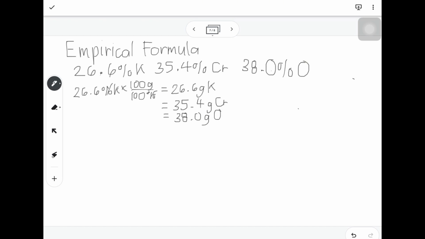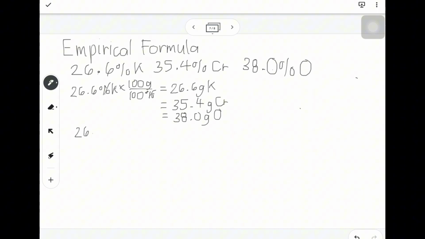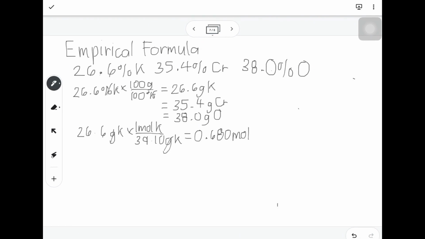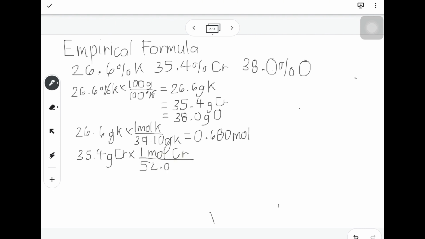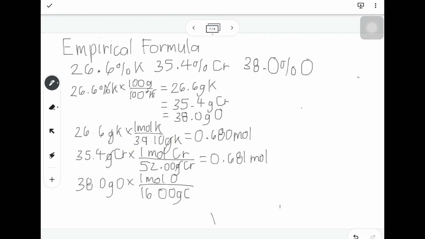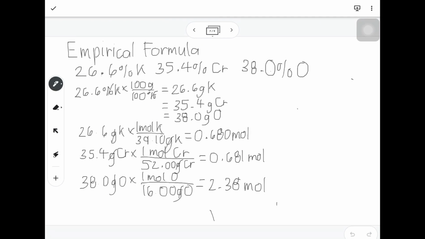We then convert it to mole as well, so 26.6 grams times 1 mole over 39.10 grams, so then 0.680 mole, 35.4 grams of chromium times 1 mole of chromium over 52 grams of chromium equals 0.681 chromium mole, 38 grams of oxygen times 1 mole of oxygen over 16 grams, which results in 2.38 mole of oxygen.